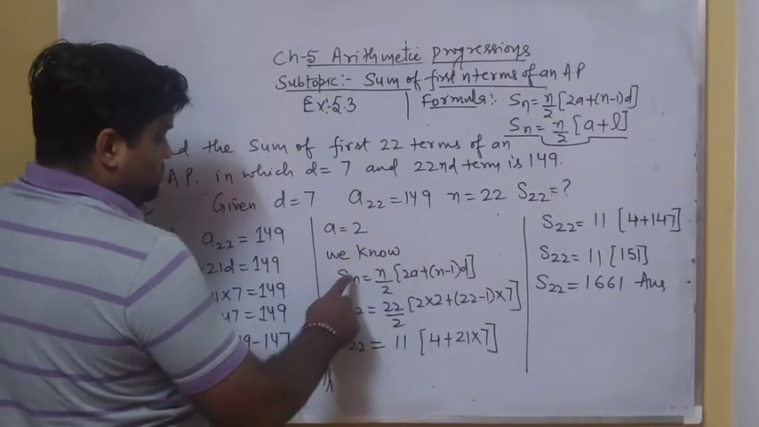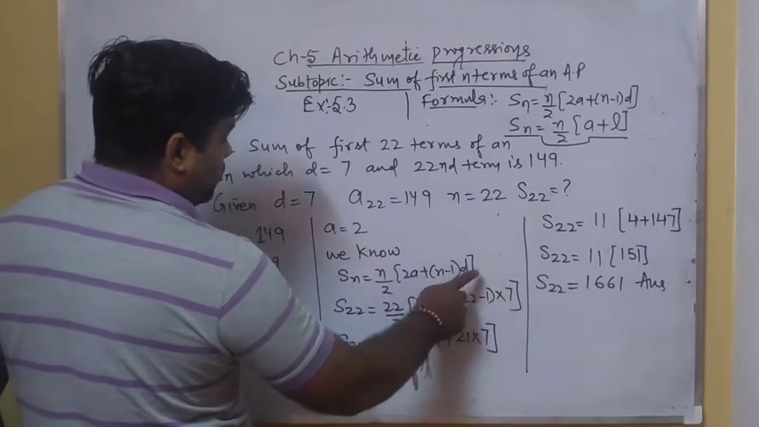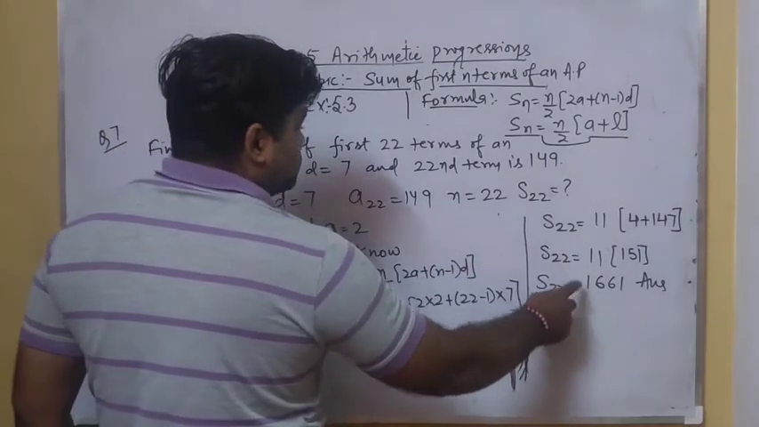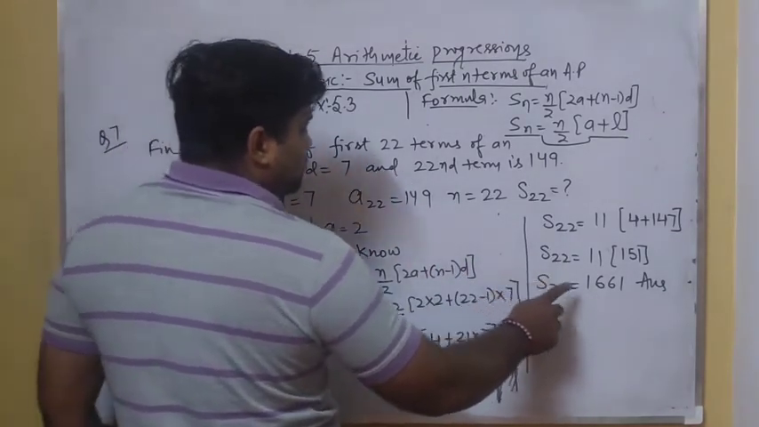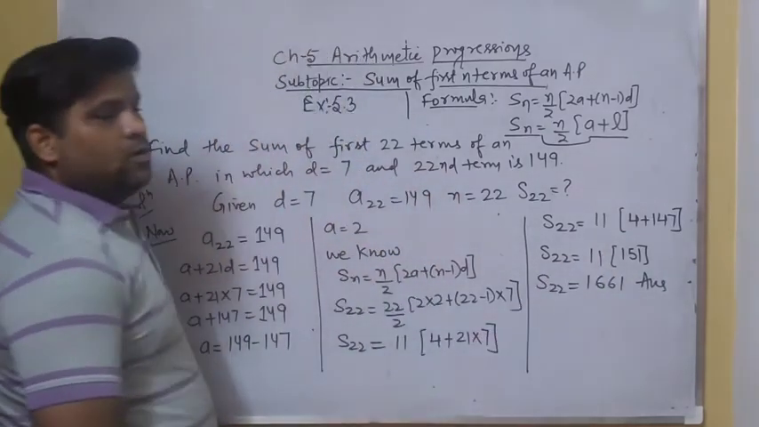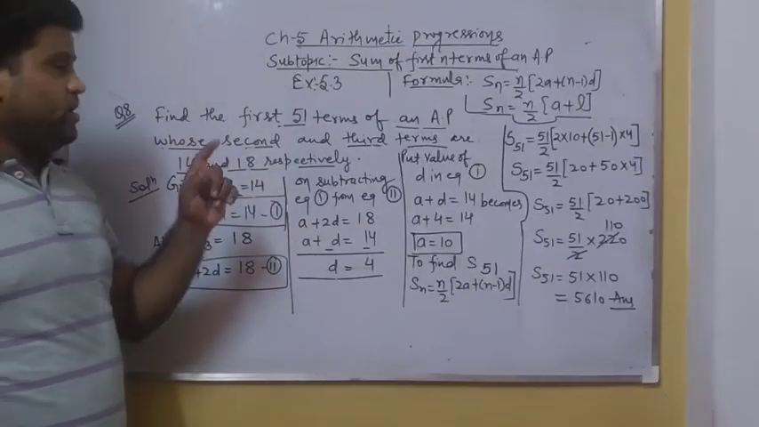Now we know that the sum of n terms of an AP is equal to n by 2 into 2a plus n minus 1 into d. On putting all the values, we get the sum of first 22 terms of an AP is equal to 1661, which is the required answer. Question number 8 of exercise 5.3.